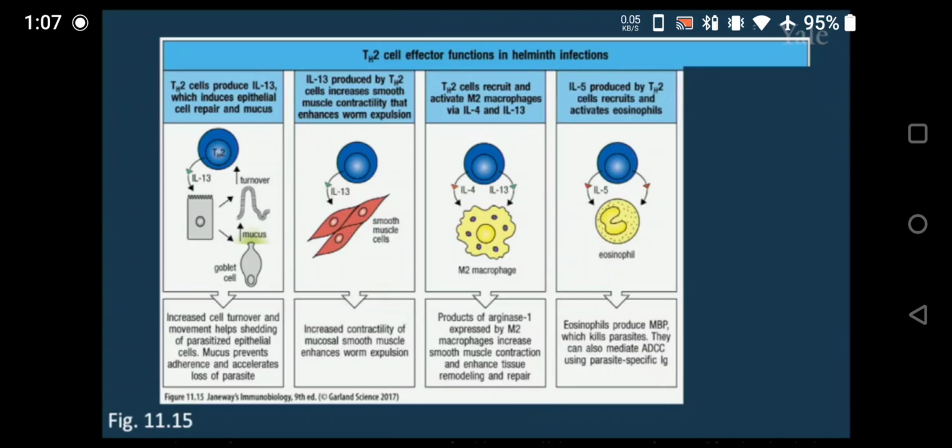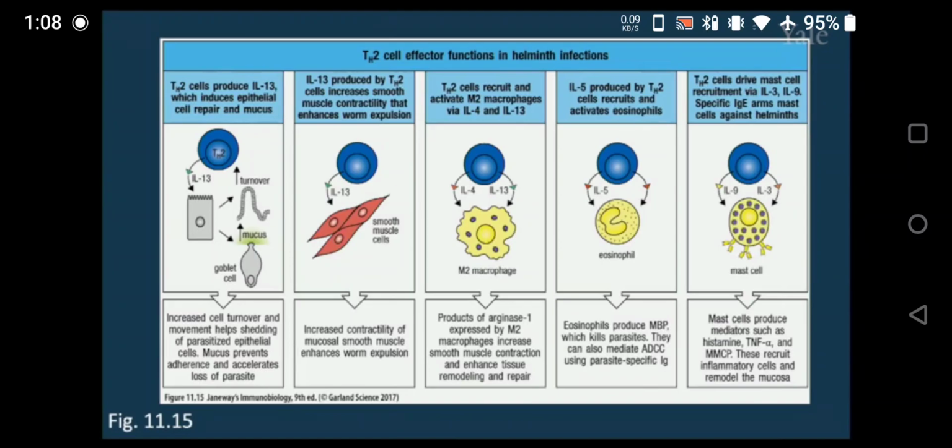IL-5, produced by the Th2 cell, recruits and activates eosinophils. Eosinophils are important myeloid cells that are needed to respond to helminth and parasite infection. They produce MBP, which kills the parasites, and they can also mediate antigen-dependent cytotoxic killing using parasite-specific IgG.